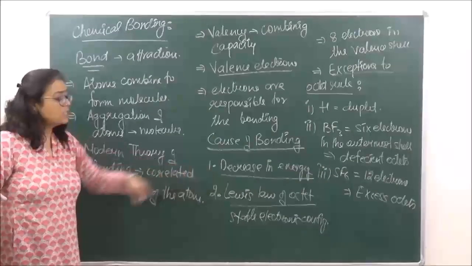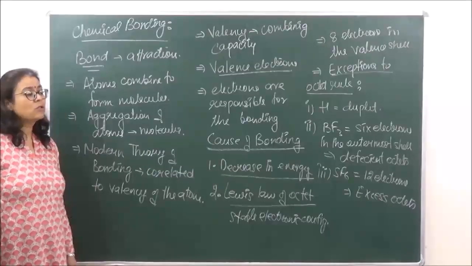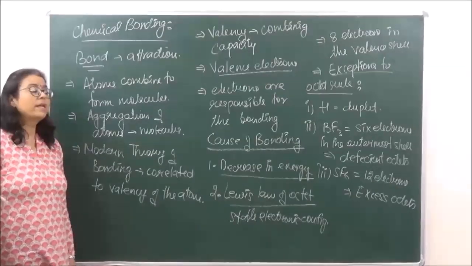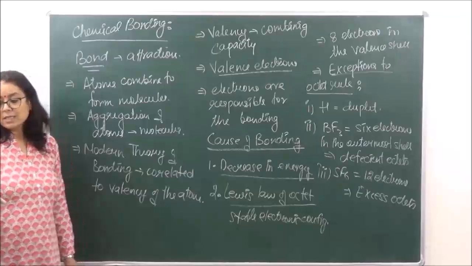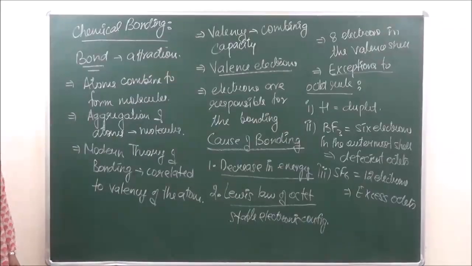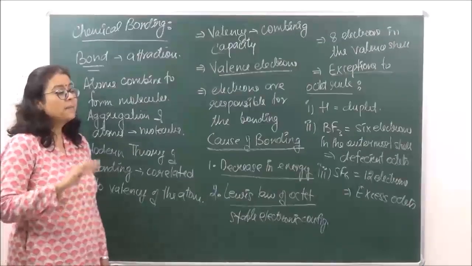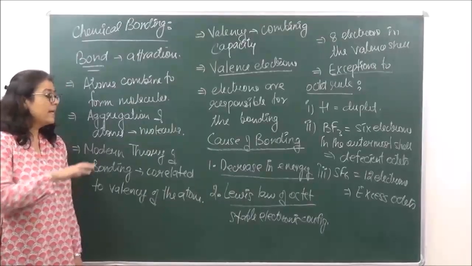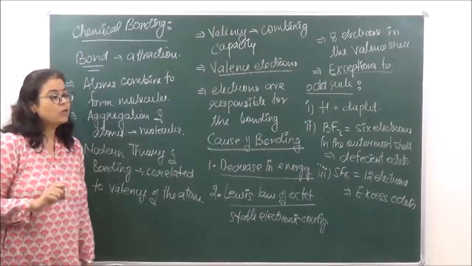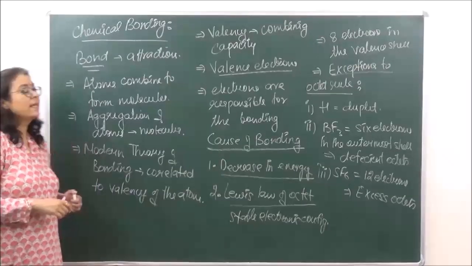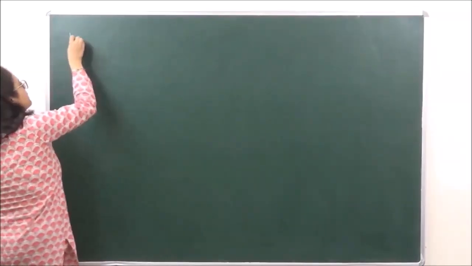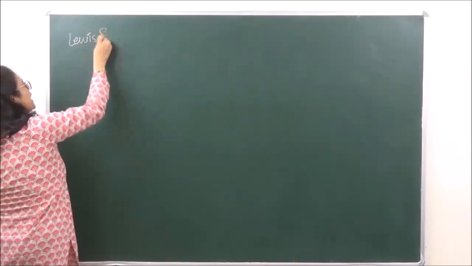For that, the second reason that was given was that the system was losing energy when the bond formation was taking place, and hence the bonding. Okay, so this is our topic. Then, Lewis gave us a very simple manner in which we could depict the valence electrons in the outermost shell, and these were known as Lewis electron dot symbols, or Lewis symbols.